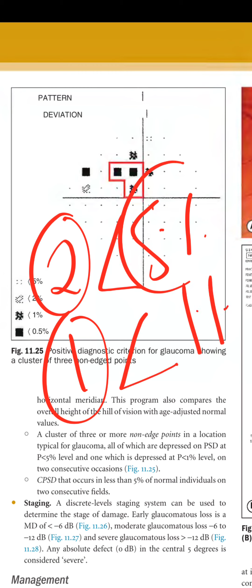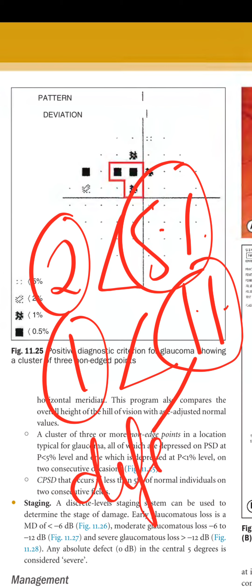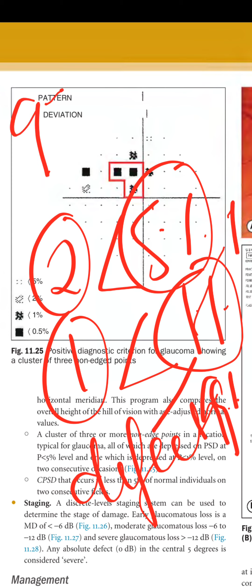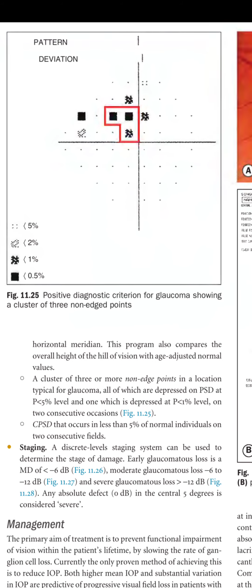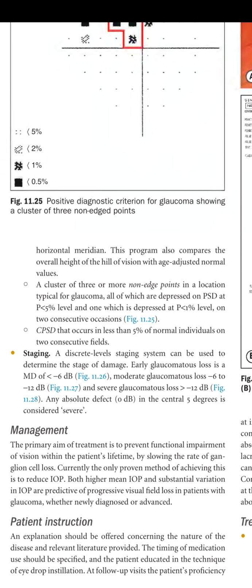What does it mean, 5% or 1%? 1% means basically that the defect is abnormal in 99% of cases, and it can be normal in 1% of cases, whereas 5% means that the defect is abnormal in 95% of cases, and it can be normal in 5%. So the more the abnormality, the more significant it is. In this case you can see that 2 of the points are at 0.5% and one of them is at 1%, so it is meeting the criteria of the non-edge points, so it is positive for glaucoma. And it is also done on 2 consecutive occasions.